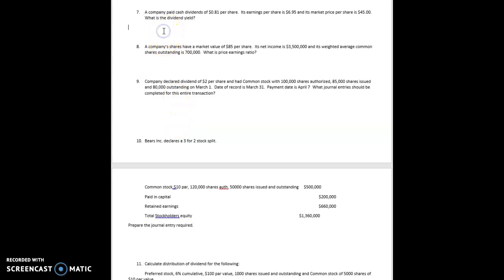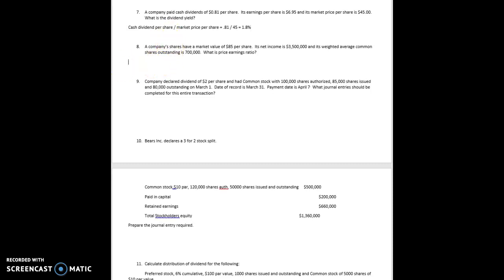All right, well, our formula for dividend yield is going to be the cash dividend per share divided by the market price per share. So that information is given to us. It tells us that the cash dividend per share is going to be 81 cents or 0.81 divided by the market price per share of $45. If we divide that out, we get a 1.8% dividend yield.